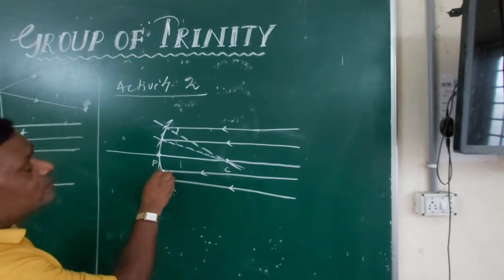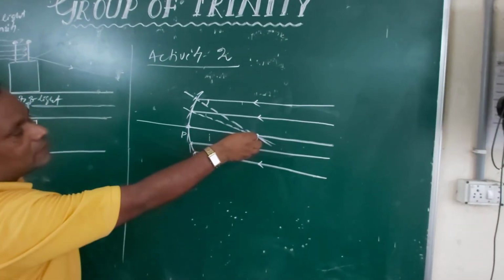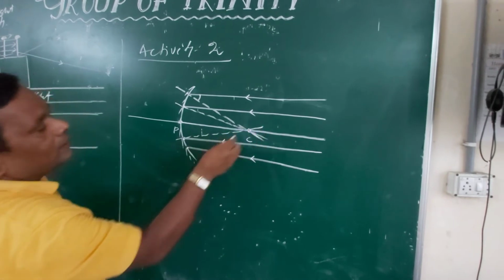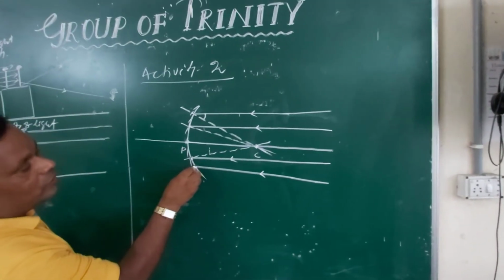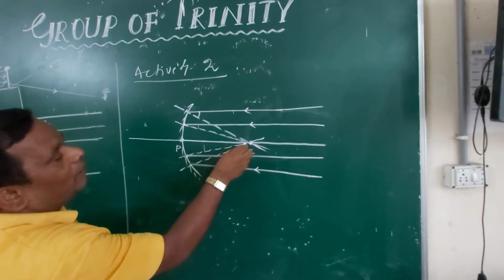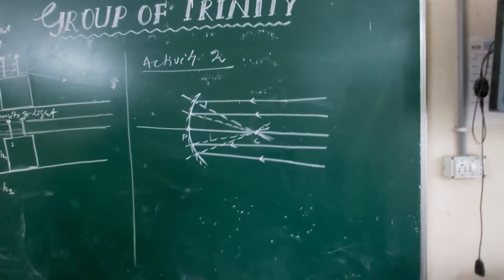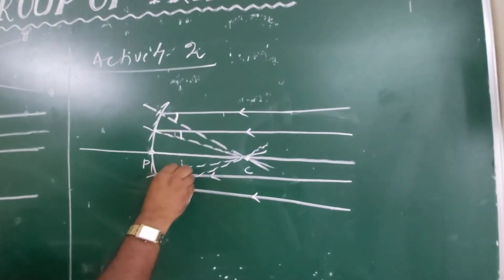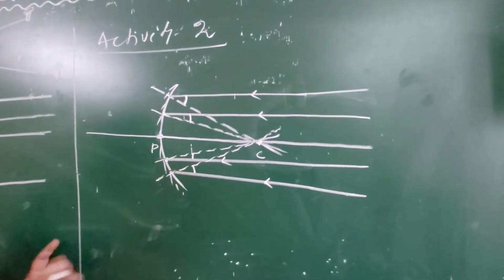Again, you have to draw the normal line, right? And this is the point of incidence, this is the center of curvature. Again, you have to draw the normal line. Then this is the center of curvature, this is the point of incidence. Again, you have to draw the normal line like this. Okay, are you clear now? And you got all these angles of incidence.